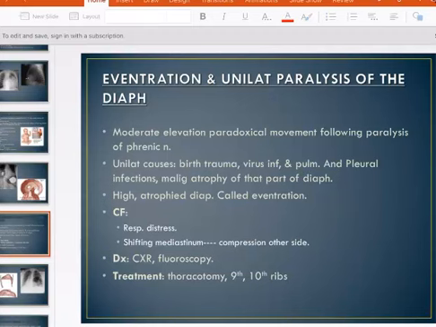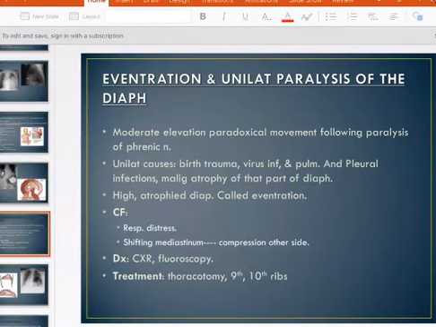How can you confirm the diagnosis? Clinically by respiratory distress and shifting of the intestine, which compresses the other side, and by doing fluoroscopy and chest X-ray to see the movement, because it is a moving film. Fluoroscopy shows the movement of the diaphragm to be paradoxical. The treatment is always thoracotomy. You should not do it in the classical fifth intercostal space; we do it through the ninth and 10th rib approach.